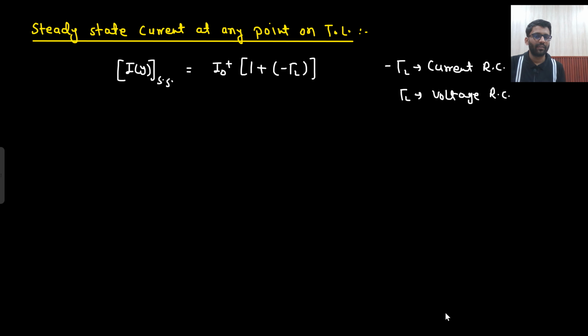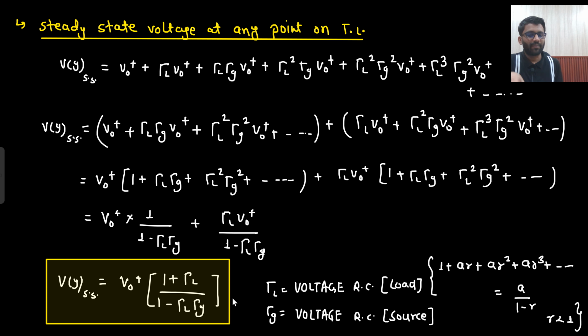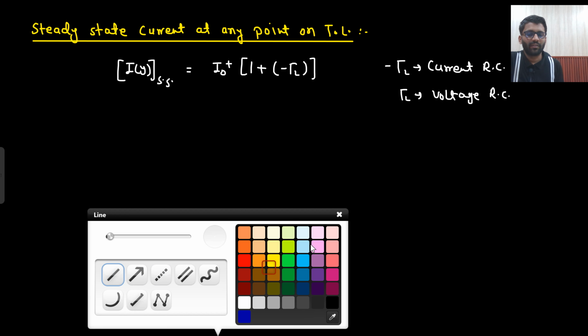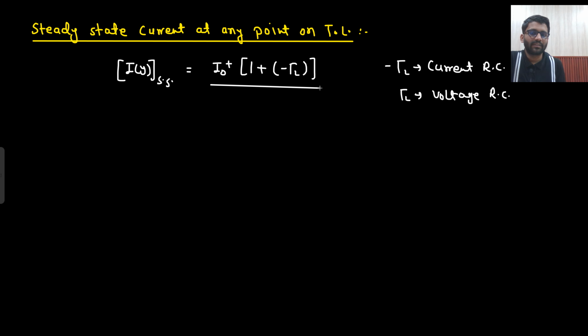Are you getting this point? The formula will be this only, 1 plus gamma L divided by 1 minus gamma L gamma G. But in place of the voltage reflection coefficient, you are going to put the current reflection coefficient. And what will be your current reflection coefficient? If gamma L is my voltage reflection coefficient, then my current reflection coefficient would be minus gamma L. That's it. So I naught plus into 1 plus minus gamma L divided by 1 minus gamma L minus gamma G. So I at steady state, what am I getting?